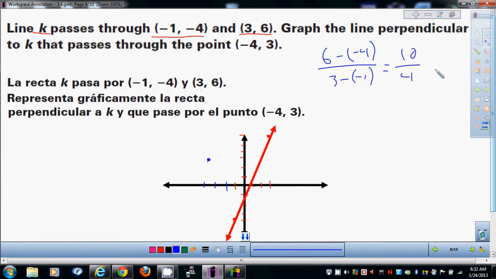But what if you're just looking for a perpendicular slope? There's a very, very easy way to find another slope of a perpendicular one. All you do, flip it and change the sign. So the perpendicular slope to this would be negative, since this one's positive, 2 over 5.